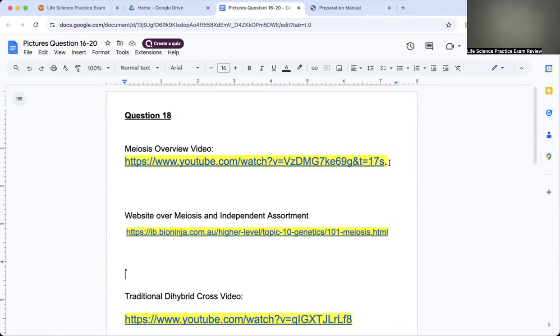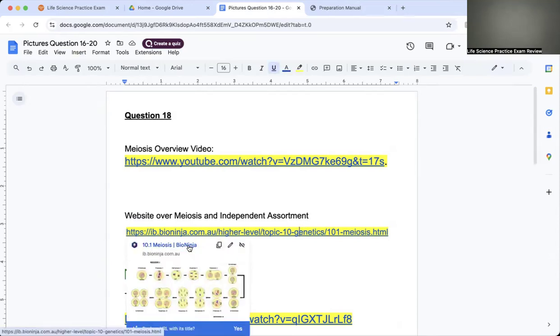So the next part of this question that we really need to look at is this idea of the law of independent assortment and linked versus unlinked genes. For that, I'm going to go to this second link here. Again, you can see it here if you want to write it down. I'm going to go ahead and pull up this link.